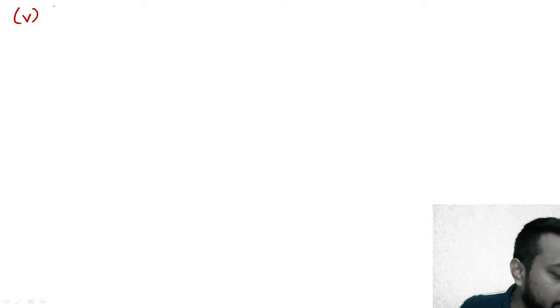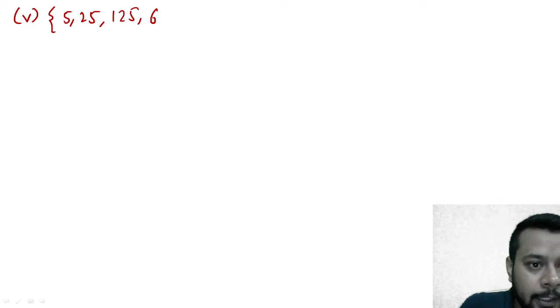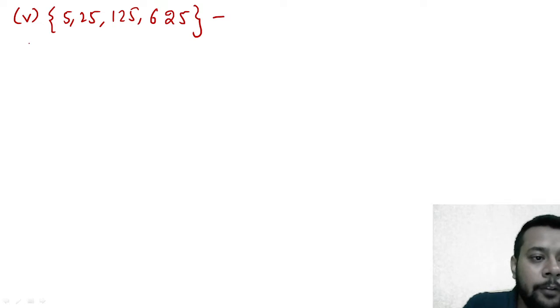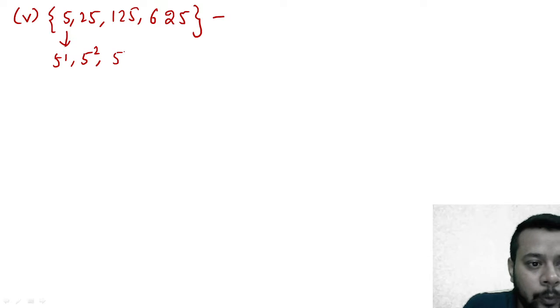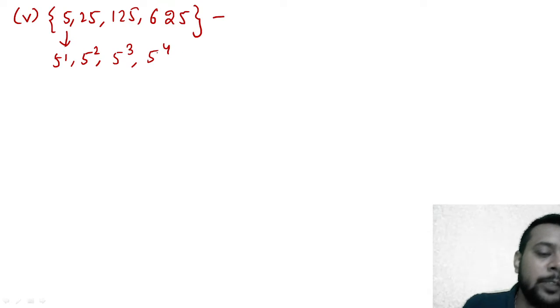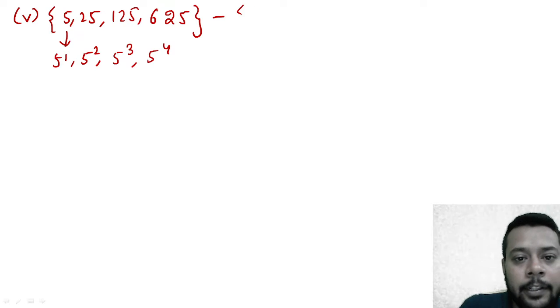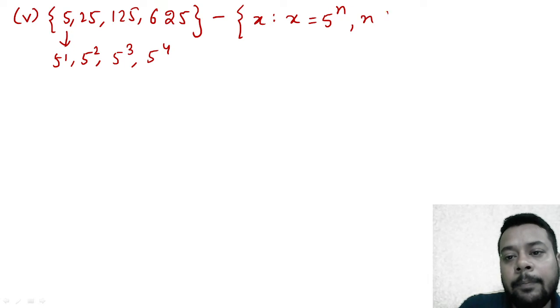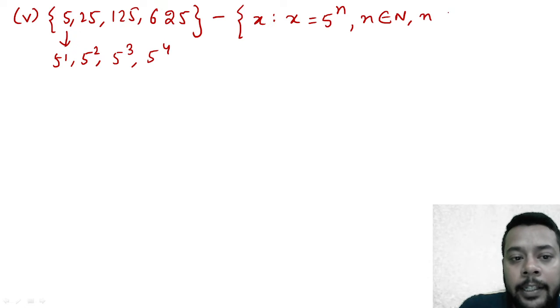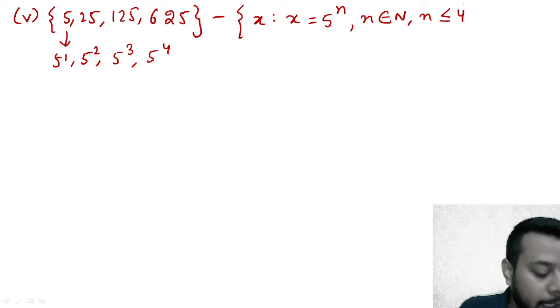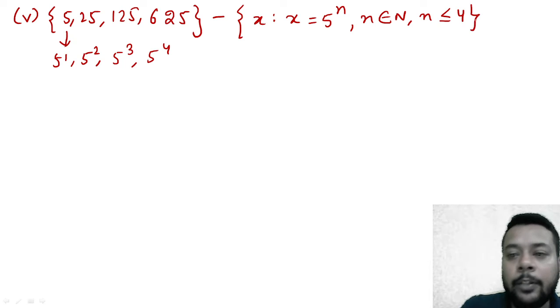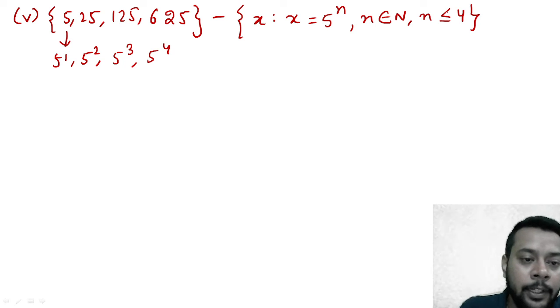In sum number 5, what they have told, 5, 25, 125 and 625 is written here. So once again, 5 means 5 to the power 1, 25 means 5 to the power 2, 125 means 5 to the power 3 and 625 means 5 to the power 4. So how can we write this in set builder form? x equals 5 to the power n, where n belongs to natural numbers and n is less than or equal to 4. As simple as that, you can mention it in builder form.